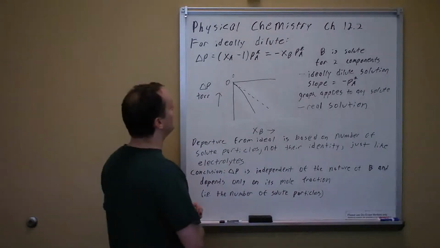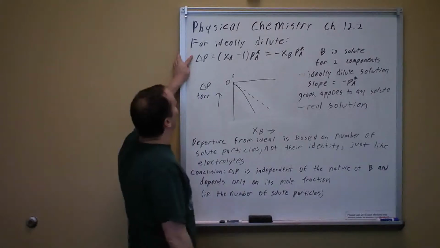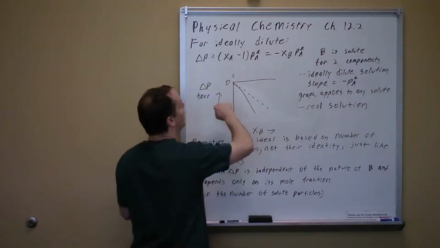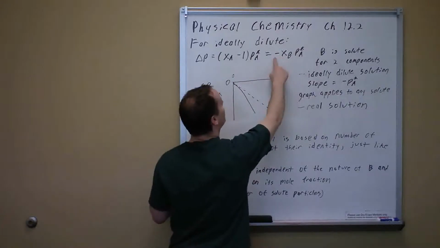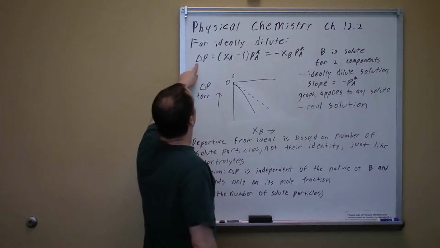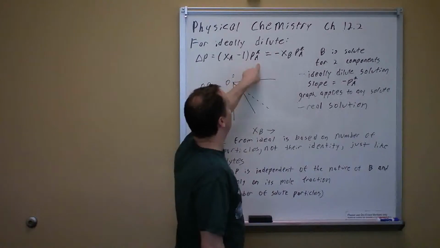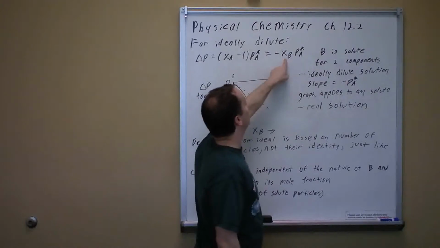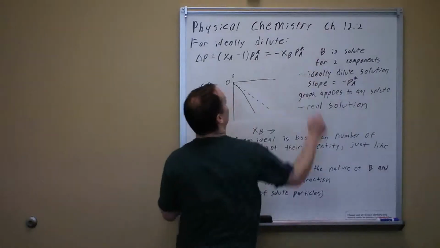Okay, this is Physical Chemistry, Chapter 12.2. This is for an ideally dilute solution. We said before that if you have only two components, the mole fractions add up to 1. So the mole fraction of A minus 1 is the same as the negative of the mole fraction of B. For an ideally dilute solution, the change in pressure is the mole fraction of A minus 1 times PA star. We substitute and say delta P is equal to minus mole fraction of B times PA star.